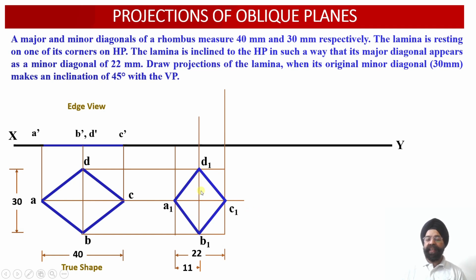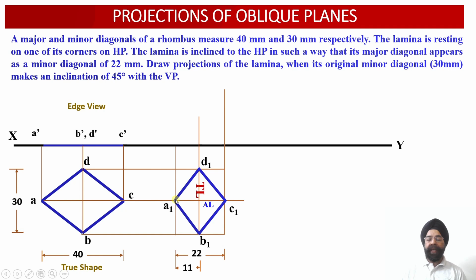So this length between B1 and D1 happens to be the true length, and the distance between A1 and C1 happens to be the apparent length projection over here. So this diagonal is represented as an apparent length diagonal, whereas the B1 D1 diagonal is represented as a true length diagonal projection over here in the top view projection.